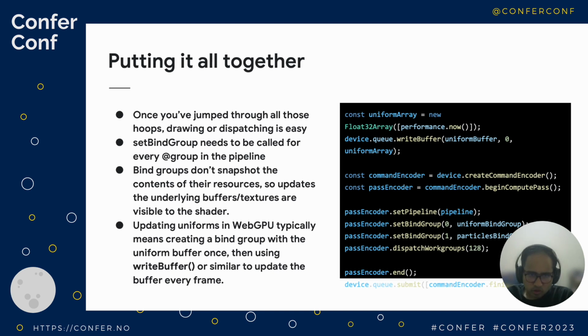Now, when you put it all together, once you have jumped through all of those hoops, drawing or dispatching is easy. Bind groups don't snapshot the contents of the resources, so updates to the underlying buffers and textures are visible to the shader. Updating uniforms in WebGPU typically means creating a bind group with the uniform buffer once, then using the right buffer write or similar to update the buffer every time.